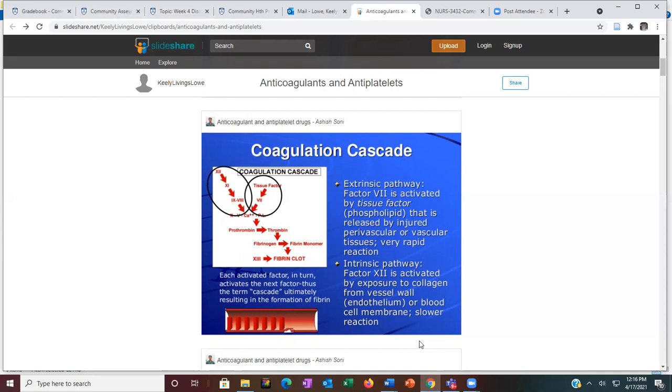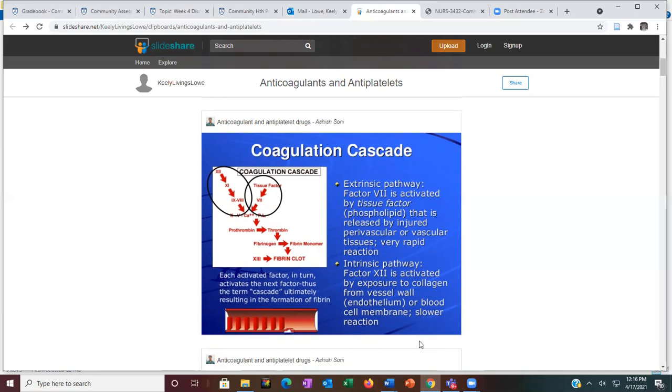Now, we're not preventing blood from clotting, period. Again, we need blood to clot, but it is slowing the time for blood to clot. And in turn, it is making the blood less likely to form a clot. So let's look at these two different pathways. They're circled here, two different ways that the clot happens.